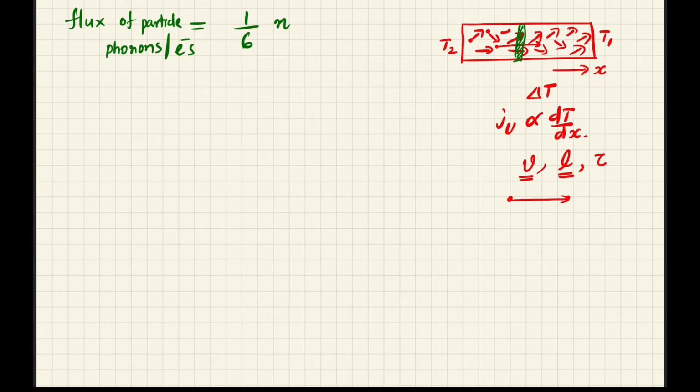Here n is the concentration of the particles, the number of particles per unit volume, and v is the average value of the velocity, that is, the drift velocity of the particle. So the flux is 1 by 6 n into v, where n is the number of particles per unit volume and v is the drift velocity.